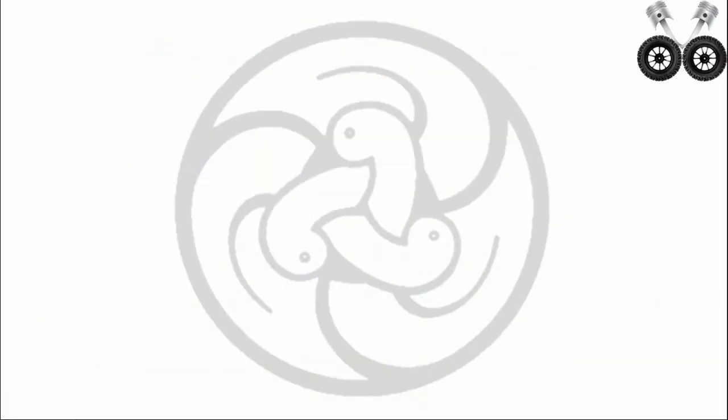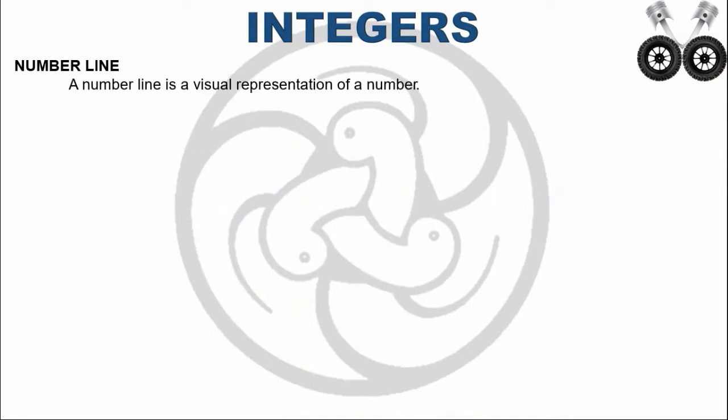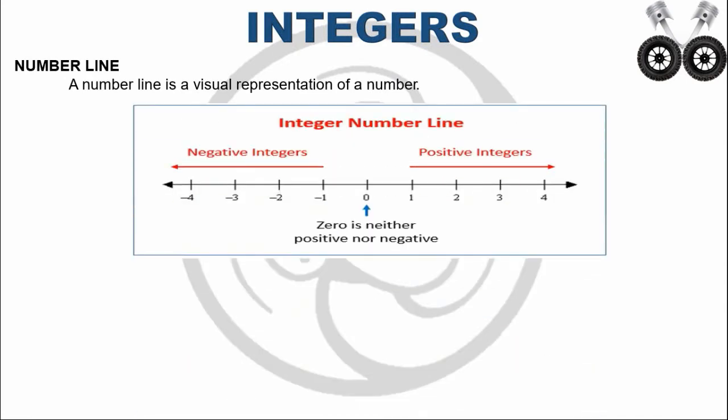Part 3, number lines. Another name for the number line is a number array. So a number line is nothing but a visual representation of integers. How the integers are represented on the number line is the thing we are going to study here. So 0 is represented as the middle number. That 0 is neither a positive nor a negative integer.